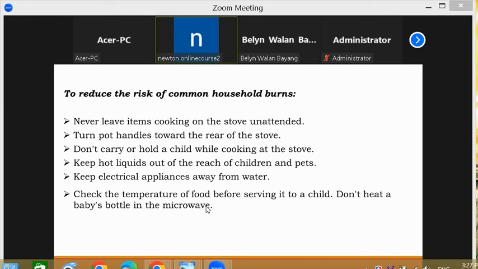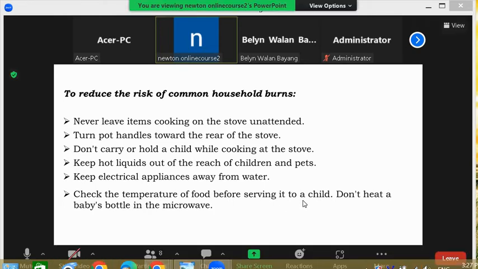Never leave items cooking on the stove unattended. So if you are cooking on a stove, do not unnecessarily go away. If you are leaving the kitchen, you should turn that off. Turn pot handles toward the rear of the stove. So where there is a handle, it should be towards your side, not on the opposite side.